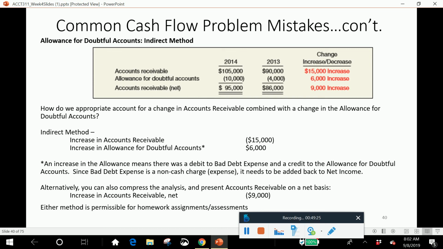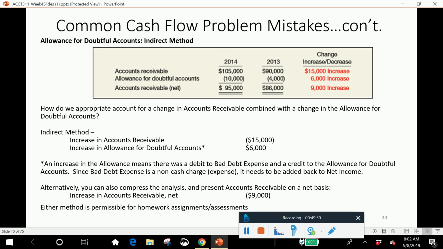The allowance for doubtful accounts can also sometimes trip students up. So if we look at this example here, our accounts receivable went up by $15,000, and our allowance for doubtful accounts went up by $6,000. So on a net accounts receivable basis, we have an increase of $9,000. Okay. So how should we appropriately account for this?